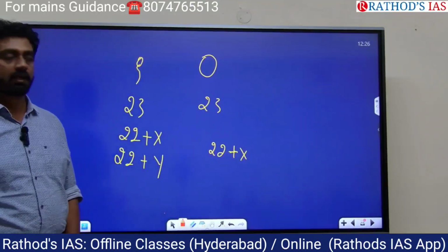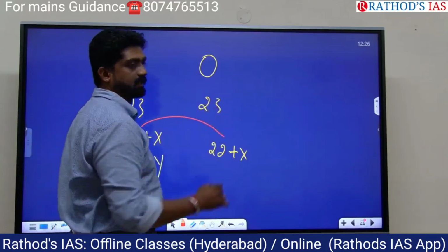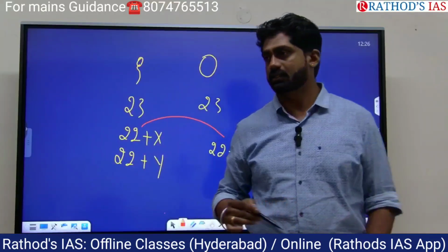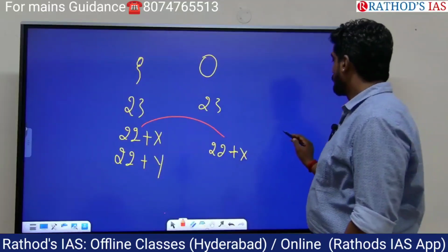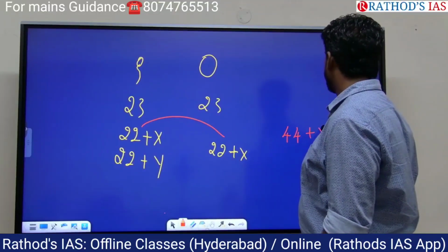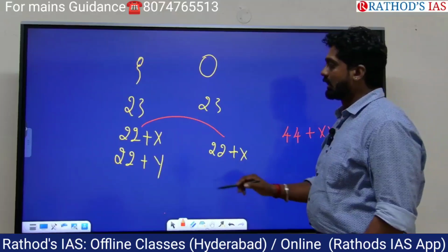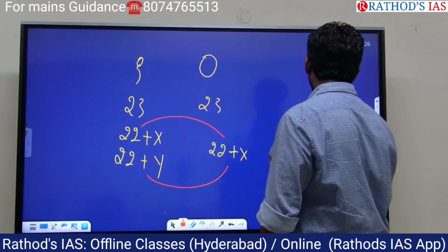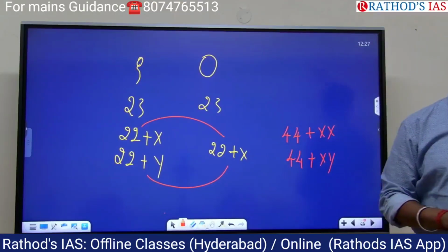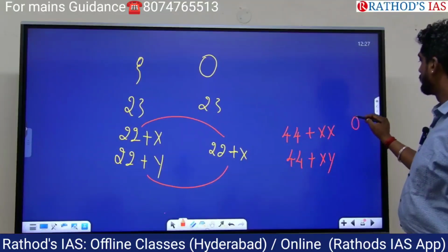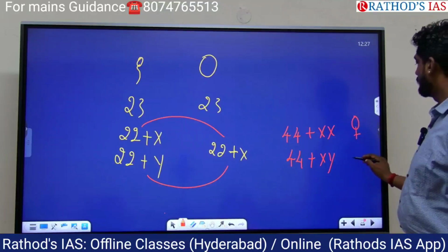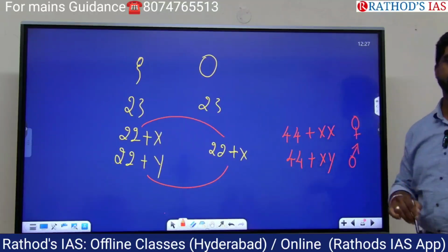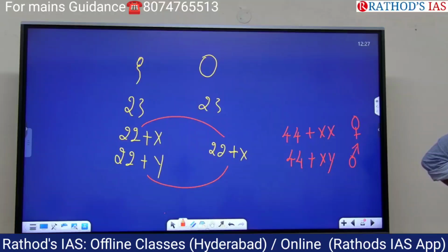Clear? When this sperm fuses with this egg, 22 plus 22, 44, X plus X, XX. When this sperm fuses with this egg, 22 plus 22, 44, X plus Y, XY. Clear? And this is called what? Female, and this is male. This is how the sperm and egg fuse and the sex of the baby is decided.